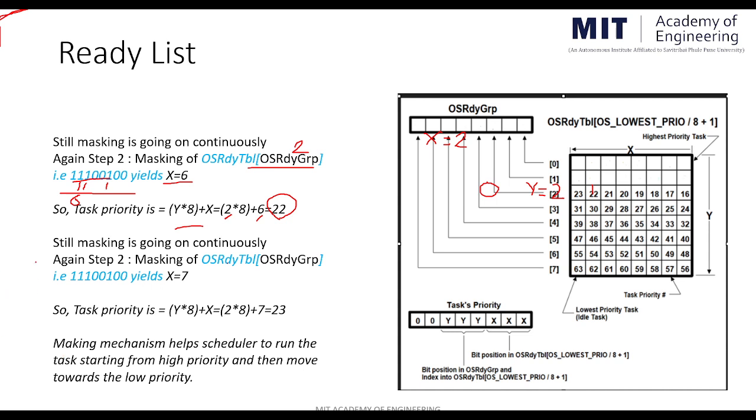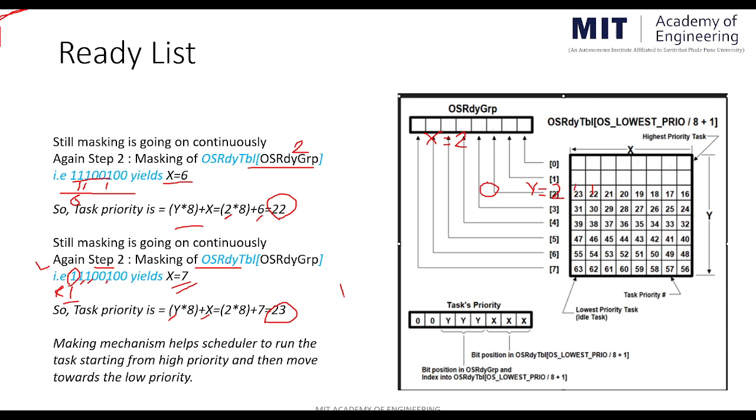Still the masking is going on continuously and step 2 is followed again. Again the masking is done by the scheduler, and now the 18, 21 and 22 priority tasks are taken by the scheduler. Now it has to take the next priority, so it will mask the value with all the indexes and it yields the value 7 here. The scheduler puts the values of y and x in the formula and understands that the 23rd priority task is also ready to run.